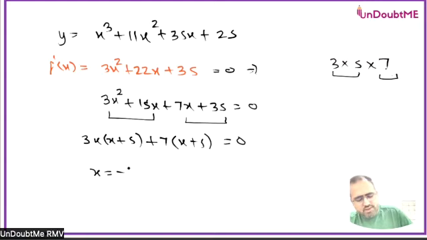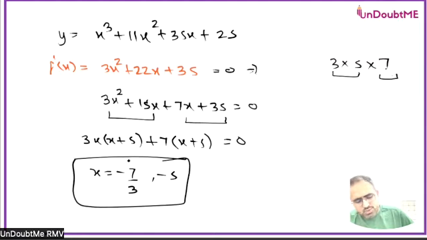That will give me x is equal to minus 7 by 3 and minus 5. I'm cutting down a few steps, okay? Because for the quadratic, I assume you might be aware of how to solve and get this. Now we have got these two x values. We'll go back to the question again.